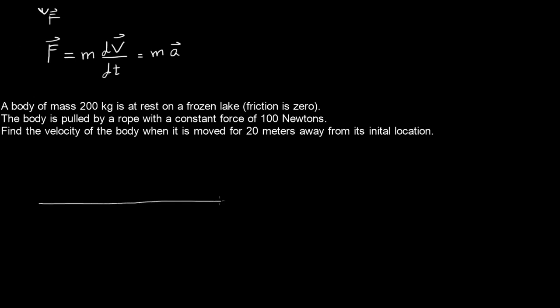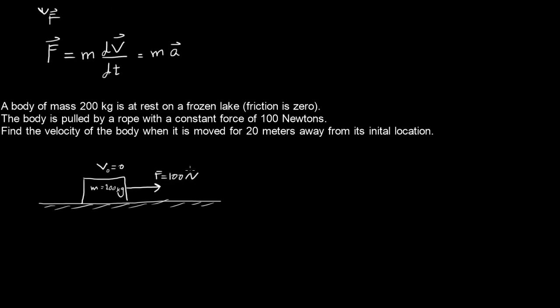So this is the surface of the ground, and the surface is frozen such that friction is 0, and there is a body, let's say a box, that has a mass of 200 kilograms, and it is at rest. That means V naught is equal to 0. The body is pulled by a rope with a constant force of 100 newtons. So there is a force equals 100 newtons.